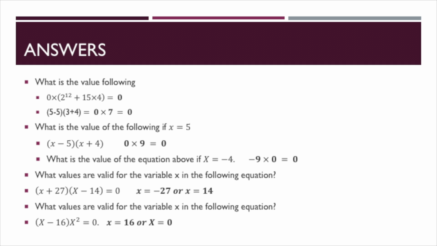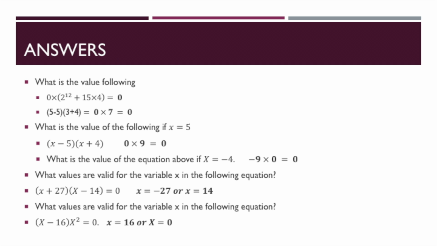Now let's take a look at the following. What is the value of the following if x equals 5? Well, we have (x minus 5) times (x plus 4). We know it's 5 minus 5, which is 0. x plus 4 is 9, but it really doesn't matter because we're multiplying by 0, so it's 0. Interestingly also, what is the value of the equation if x is negative 4? Well, now we've got negative 4 minus 5, which is negative 9, times (negative 4 plus 4), which is 0, so it's also 0. So we know that for this there are two values where it's 0. Kind of interesting.